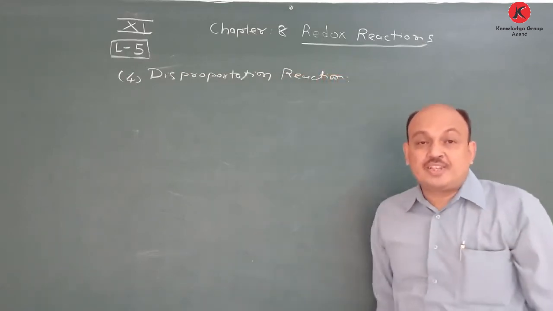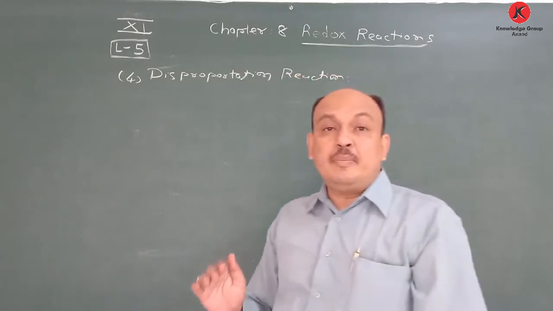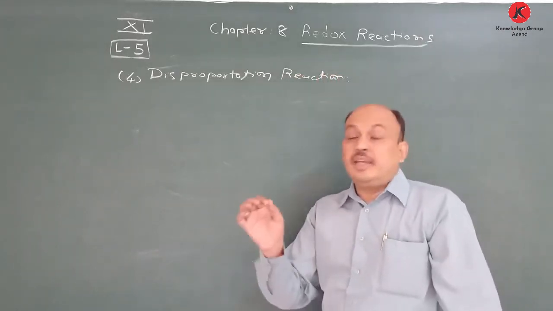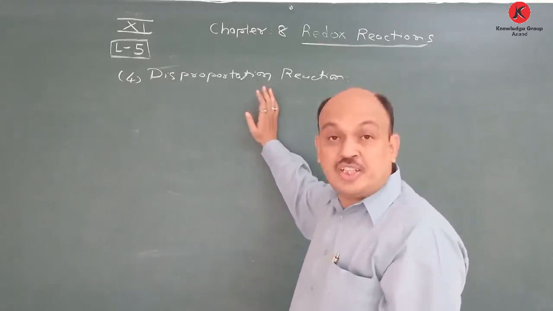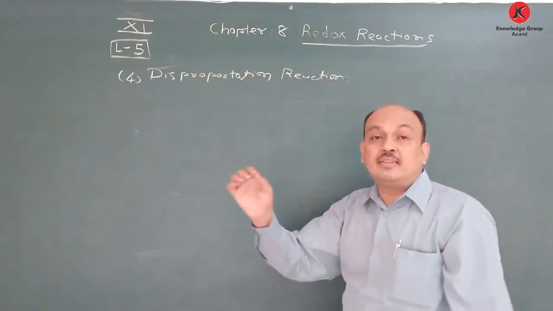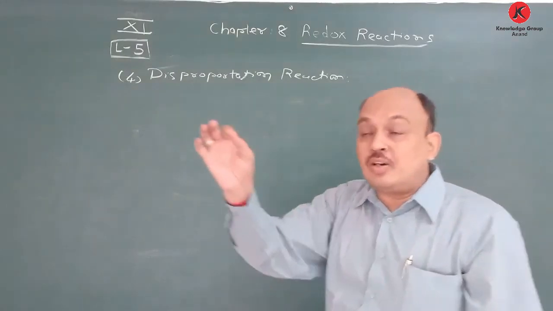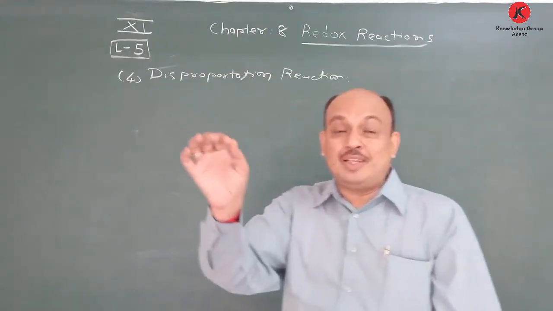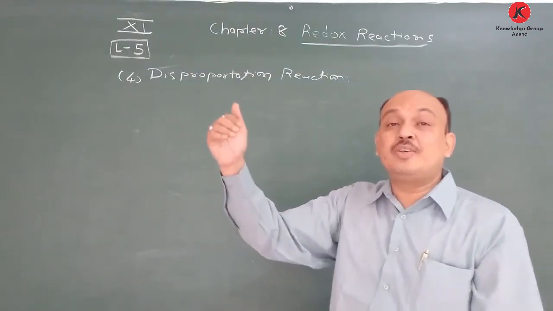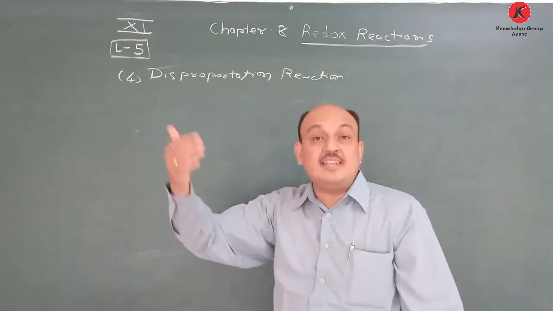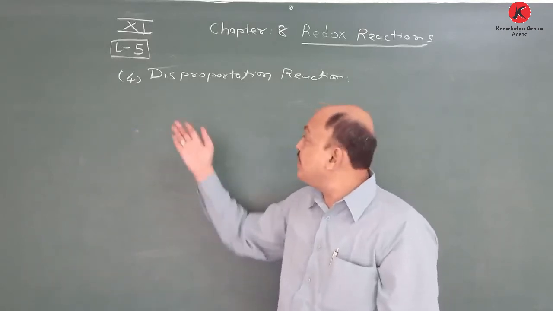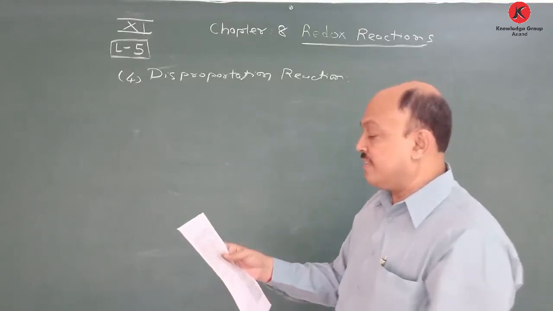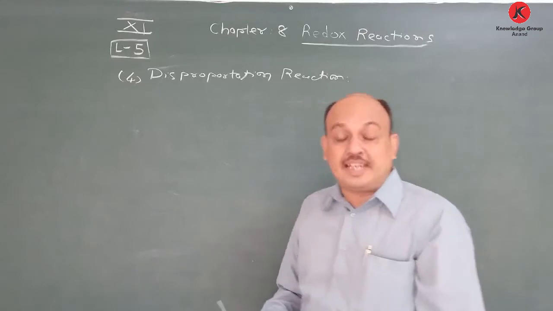Generally in a redox reaction, one element undergoes oxidation and another undergoes reduction. But in a special case, the disproportionation reaction, one element undergoes oxidation as well as reduction. Understood this one? One element is oxidized and reduced also. So this type of reaction is considered a disproportionation reaction, a special type of redox reaction.